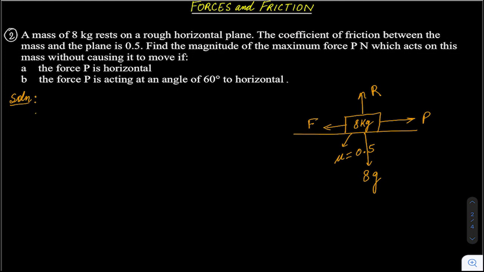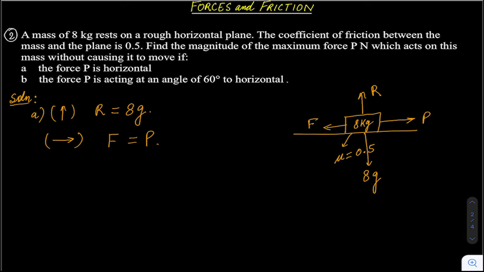Now next thing. First part is P is horizontal. We need to find the maximum value of P. Let's first write the equations. In vertical direction, what's happening? If this mass is not moving, then R should be equal to 8g. Next, in horizontal direction, there is a force towards right, there is a force towards left. They should be equal, hence the system will be in equilibrium. So F should be equal to P.